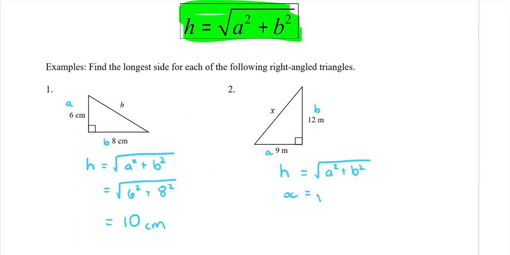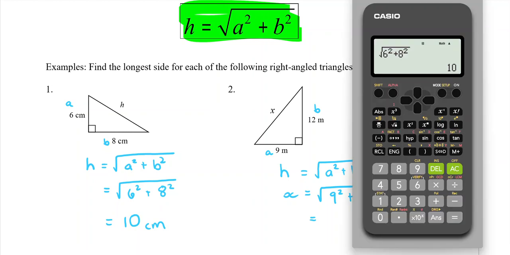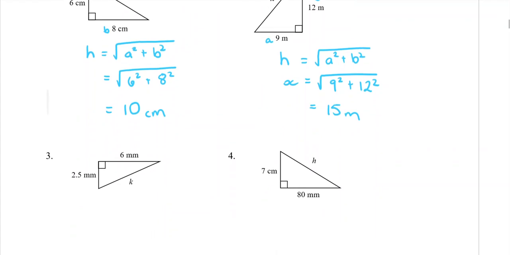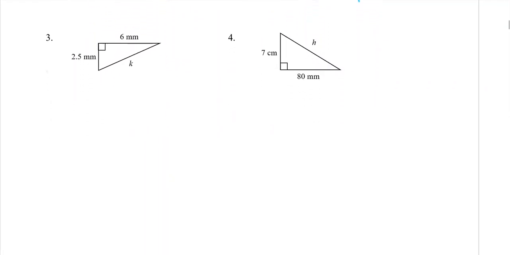Let's sub in. A is 9. 9 squared plus b, which is 12. So 12 squared. Third line? Type it in your calculator. So square root. You've done it already. Well done. Yeah, 15. 15. And what's the units this time? Meters. Meters. Perfect. Okay, let's do some more.